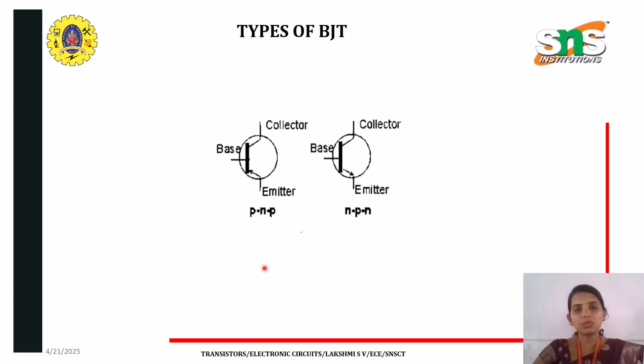There are two types of BJT. One is PNP and the other one is NPN. There are three terminals, as I told, base, emitter and collector. The difference here is only that the polarity varies. You could see that in PNP the current flow is towards the base terminal, whereas in NPN the current flow is outwards. So this arrow differentiates whether it is PNP or NPN based on the current flow.